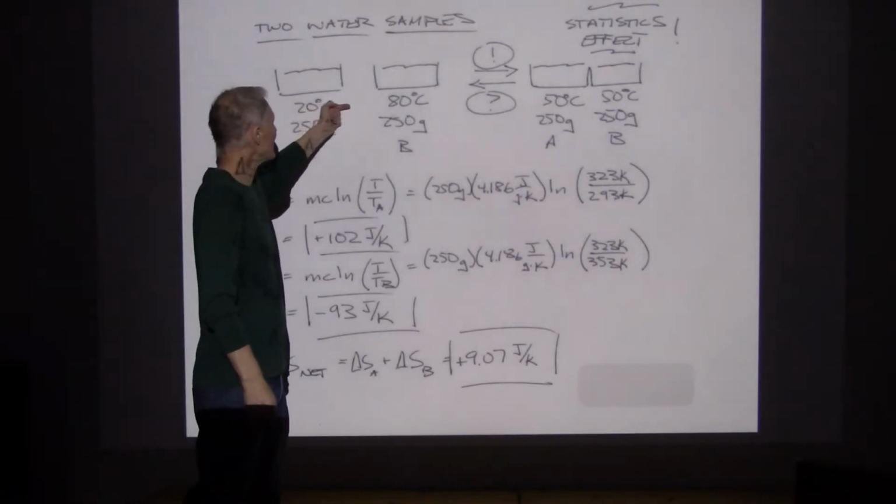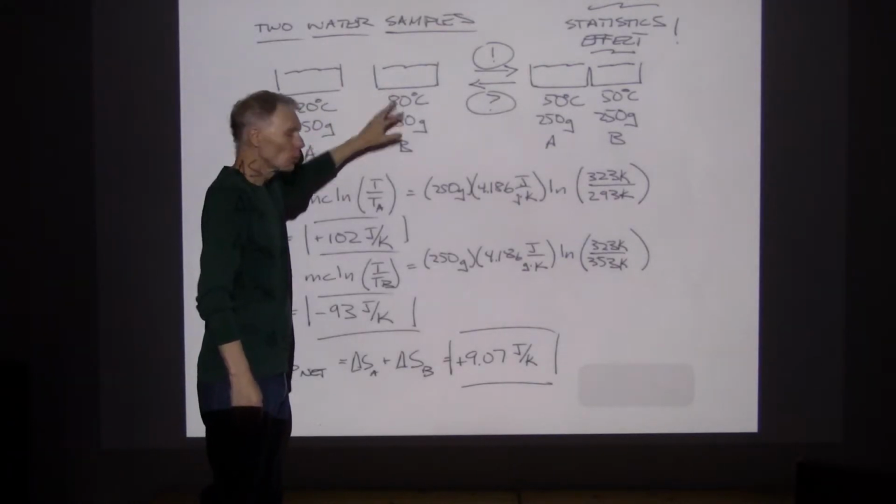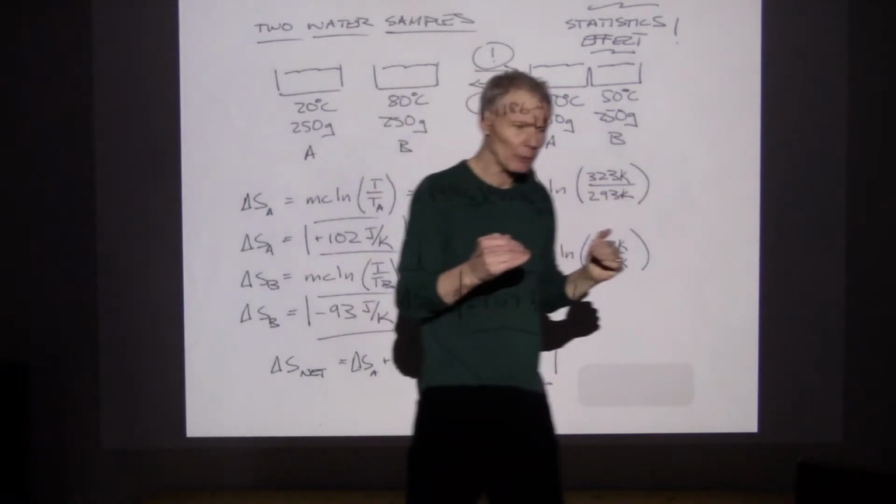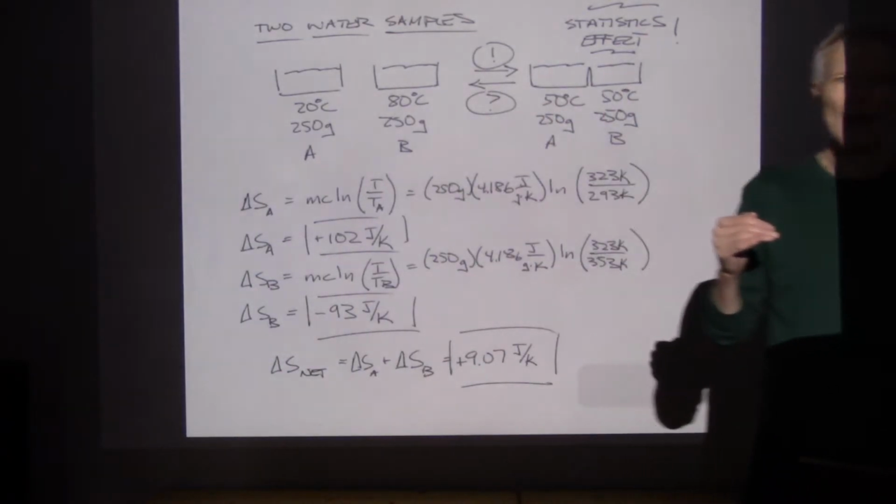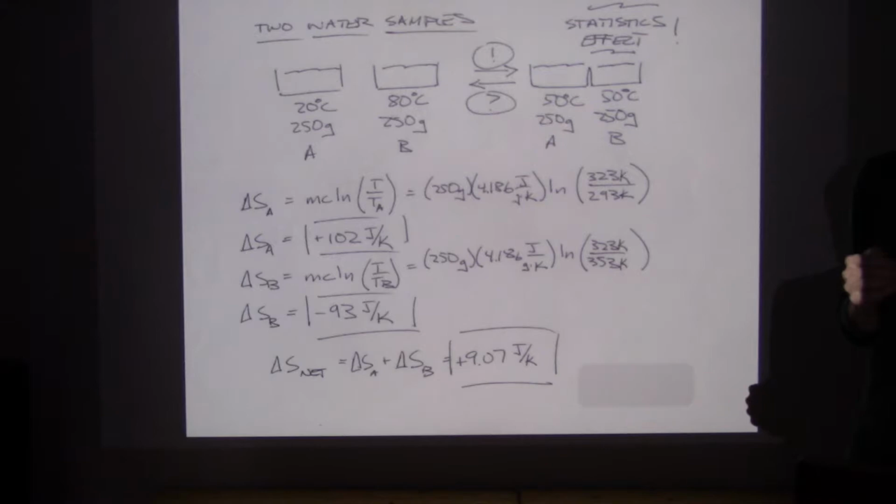Meanwhile, what's happening with sample 2? Well, sample 2 is being cooled down. So sample 2 actually is going to have a decreasing entropy.